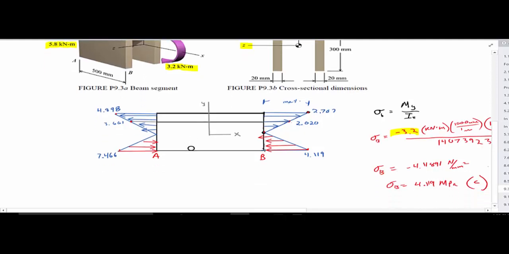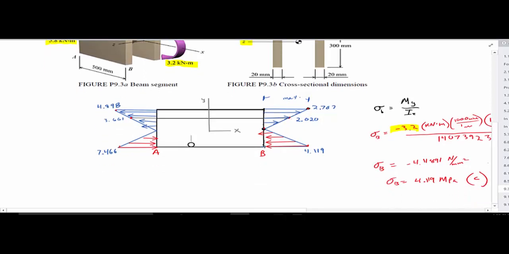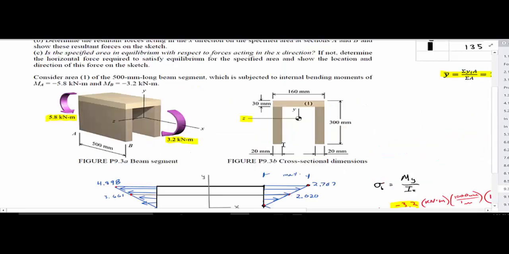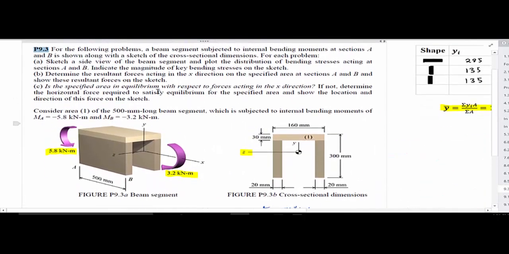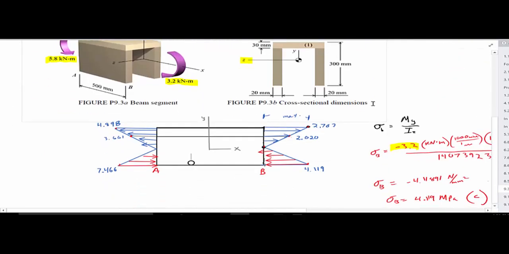So that's our diagram. It's kind of sloppy, I'm sorry, but that's the general answer for part A. It says here, part A, sketch the side view of the beam segment and plot the distribution of bending stresses, so show the key bending stresses on this sketch. So that's the answer for part A.